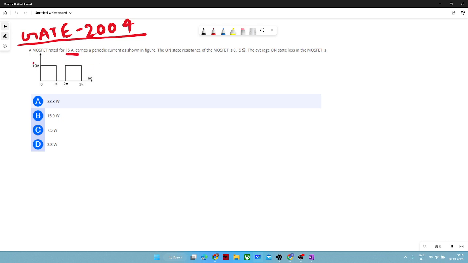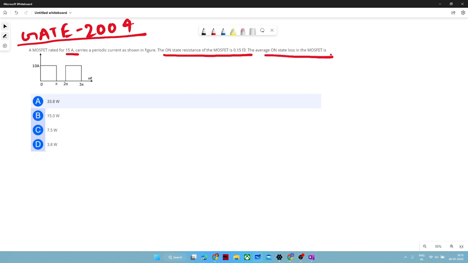shown in the figure. In the figure, we can see that this MOSFET is conducting for half of the time period in one cycle, and its on-state resistance is also given, that is 0.15 ohm, and the average on-state loss in the MOSFET we need to evaluate.